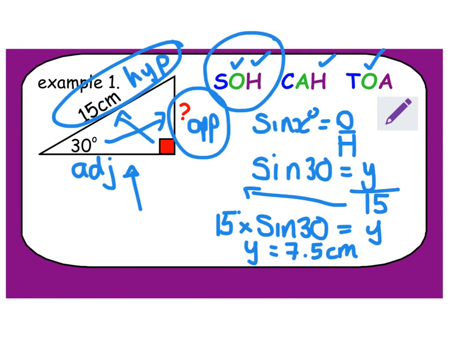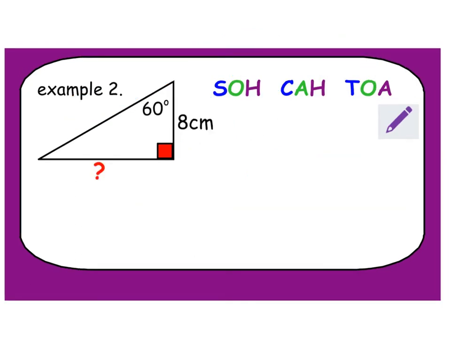Okay, let's have another one. So that was one using sine. Example 2. So first of all, we're going to label the triangle. Across from the angle is our opposite. Across from the right angle is our hypotenuse. And the one that's left next to the angle is adjacent. So opposite, hypotenuse, adjacent. Okay, the ticky bit now.